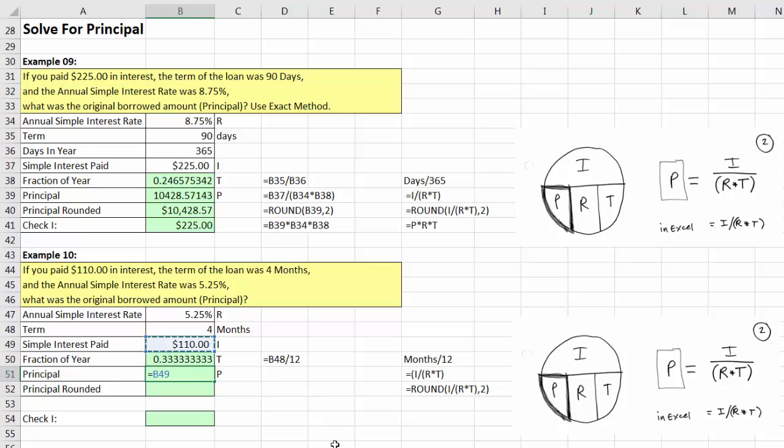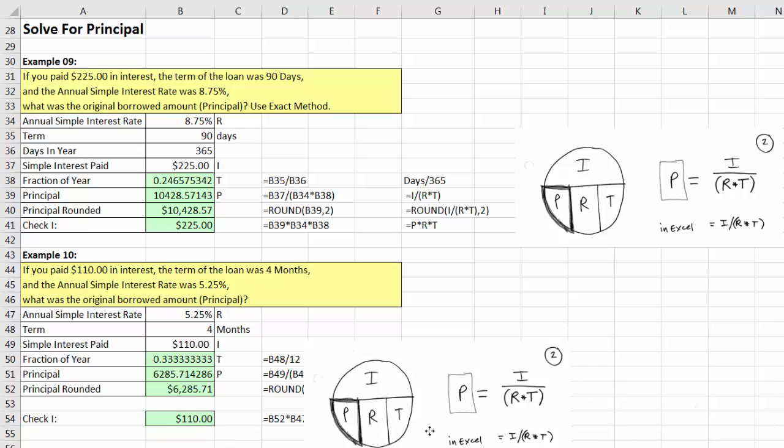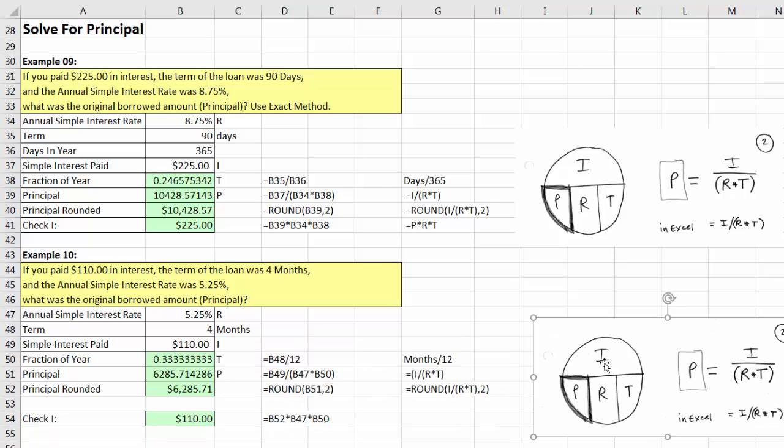The principal, well, we still take interest and we divide it by, in parentheses, there's our rate times the fraction of a year time. Close parentheses and enter. I can round that, round to the penny, so we use to close parentheses. So there it is, $6,285.71. We figured out what the principal was, given that we knew what the interest was we paid, the term, and the interest rate. Now we can check this. Equals, well, there's the principal times the rate times whatever the time is. It's a fraction of a year. And sure enough, 110 bucks. So solving for principal, there it is, interest divided by rate times time. Now let's go solve for rate.